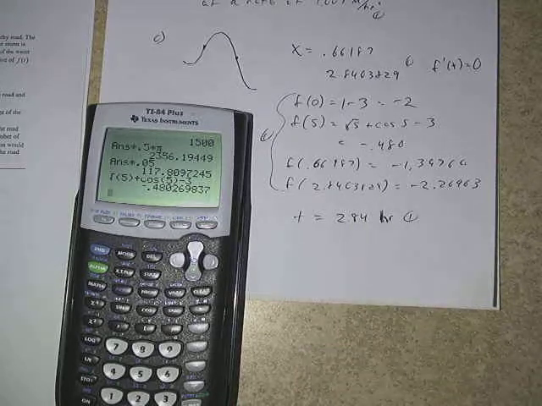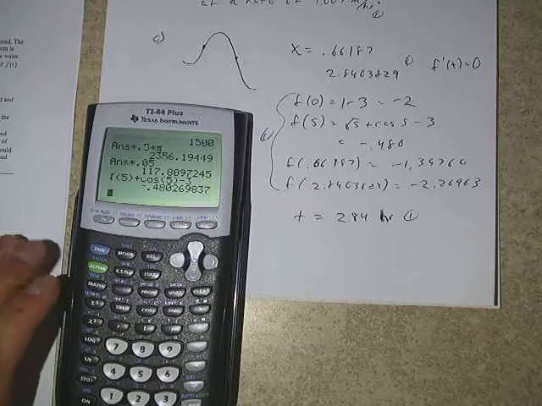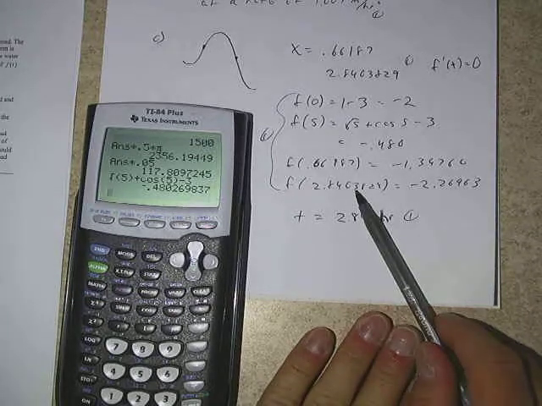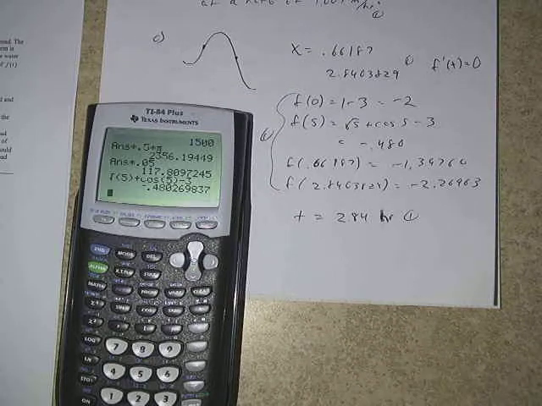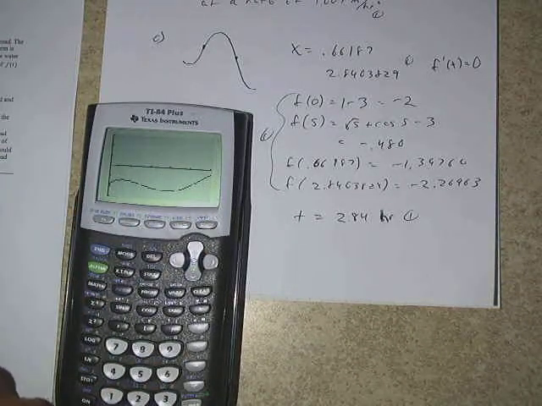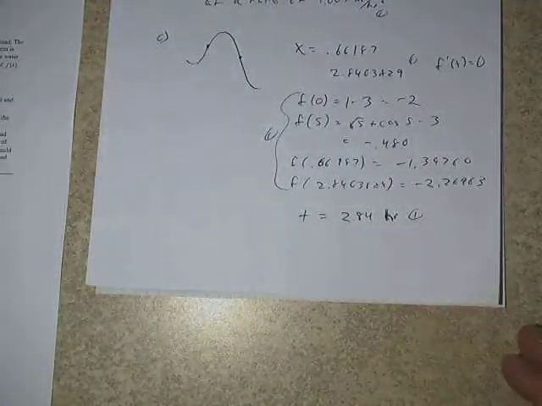They don't talk about having to use the candidate test here. They just said during the first 5 hours of the storm, which normally in a problem like this, they're going to give us the actual interval with 0 and 5 marked with brackets, indicating that it's a candidate test problem. Okay, so if you just got the two candidates here and did your first derivative test, that would be another justification that would be acceptable here.